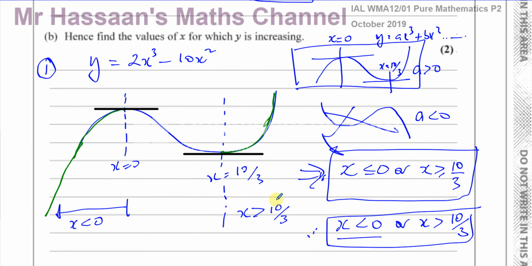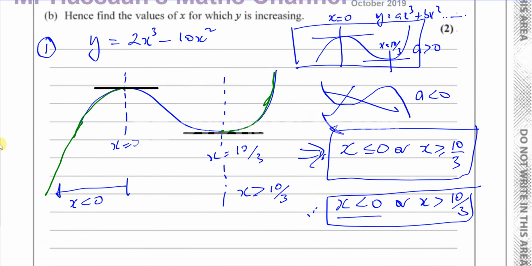Anyway, there's another way. Supposing we couldn't draw this curve so easily, we didn't know what a cubic curve looked like, which we should anyway, or it was a type of equation that we were given that we weren't able to picture. Then how would we work out whether the function is increasing or decreasing?